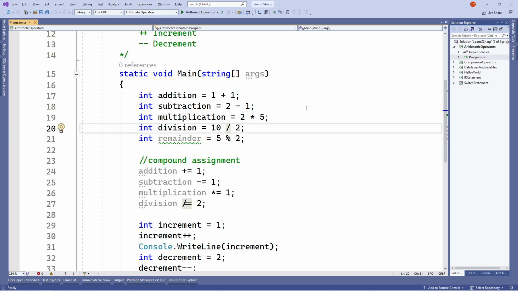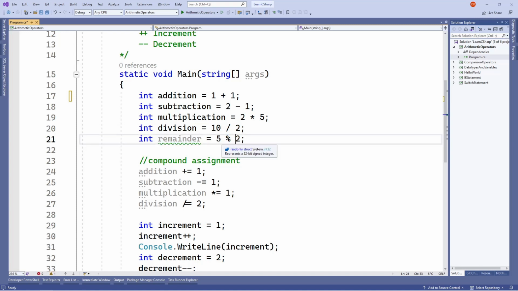Actually, for all of these expressions, you're not required to add spaces. You can just write them straight. I added spaces for clarity. Okay, it's much easier to see. And then we have the remainder. If you use remainder, then, I don't know how you would say this expression, but 5 remainder 2.